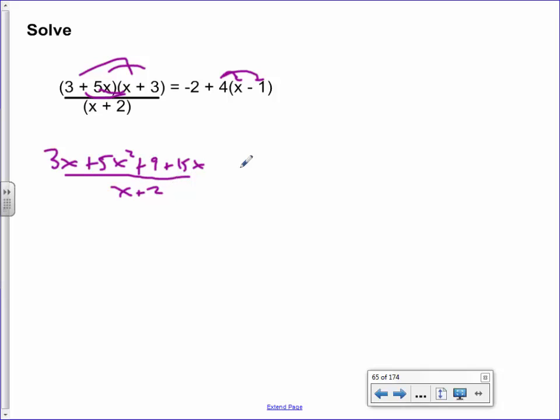Does that work? And then over on this side, we'd have to leave that -2 sitting there because it's not part of the FOIL. It's just off to the edge. And then the 4 would expand to give that. Does that work so far?